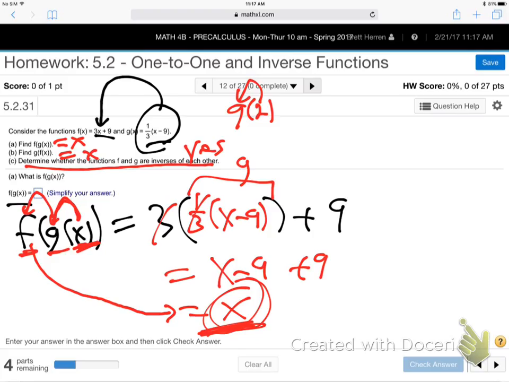Whereas if the first answer comes out anything other than x, well then they're not going to be inverses, and you got to do B. Who knows what part B is going to come out to be? And the answer to C would be a no. Making sense? All right.